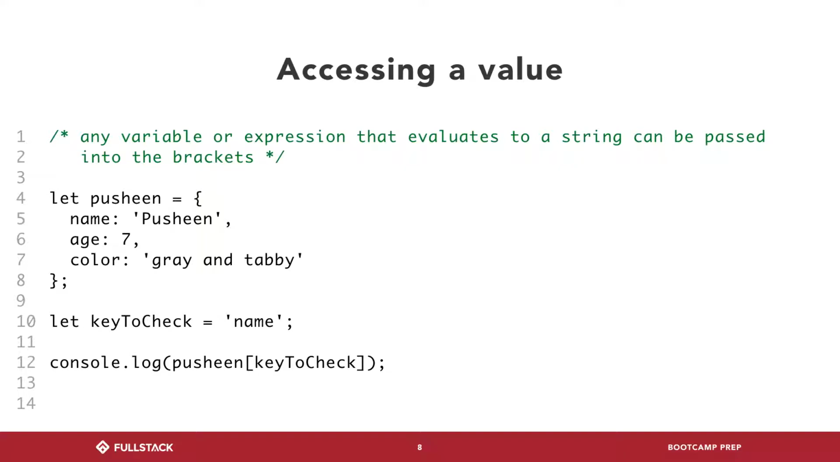So here's to Ken's point earlier, or passing in key to check. There's no quotes around it, so JavaScript will say, okay, key to check is not a string, it's not the actual key, it's just a variable. Let me check in my scope to see if I have a variable called key to check. I do, and this is a string with the word name. So now I can access variables that way as well for objects.